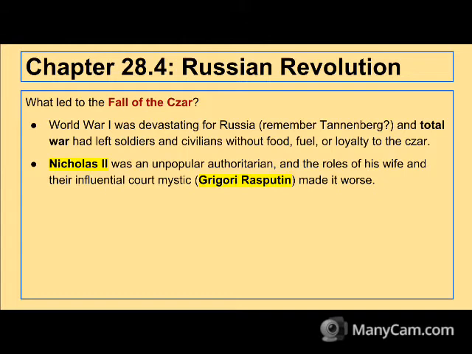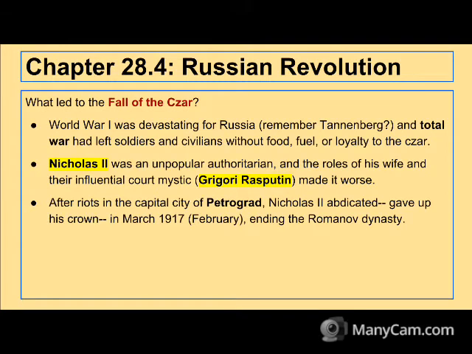His wife was extremely involved in making decisions for the nation. And they also had, in the royal court, this sort of mystical figure, almost a wizard type, called Grigory Rasputin. And they both consulted him as a sort of spiritual advisor for decision-making for the Russian state, which drove the public a little crazy.